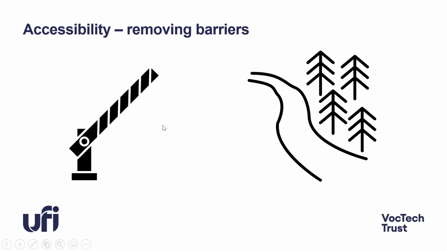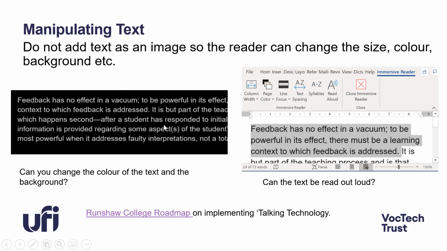So how do people with difficulties access the barriers? There are two screenshots here, and both are showing how somebody may want to manipulate text. The first one on the left is a Word document, a screenshot where I've changed the screen to white on black.